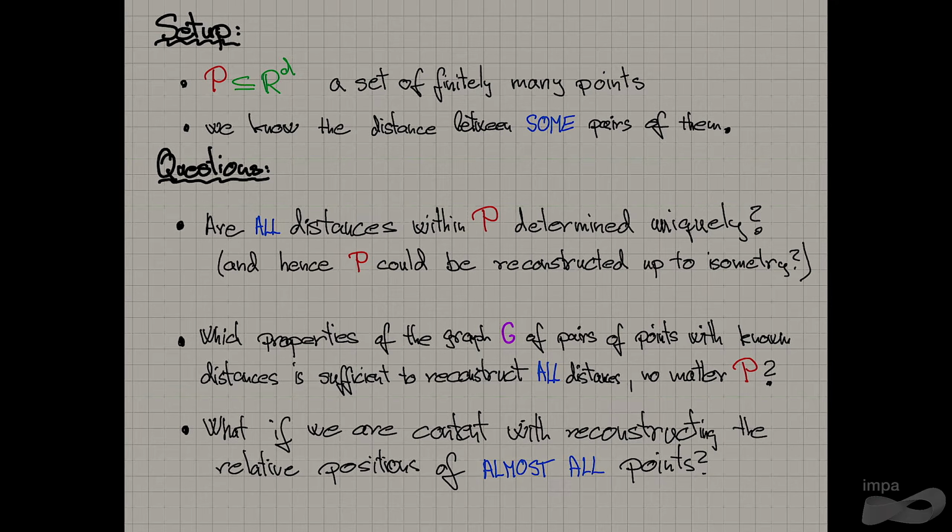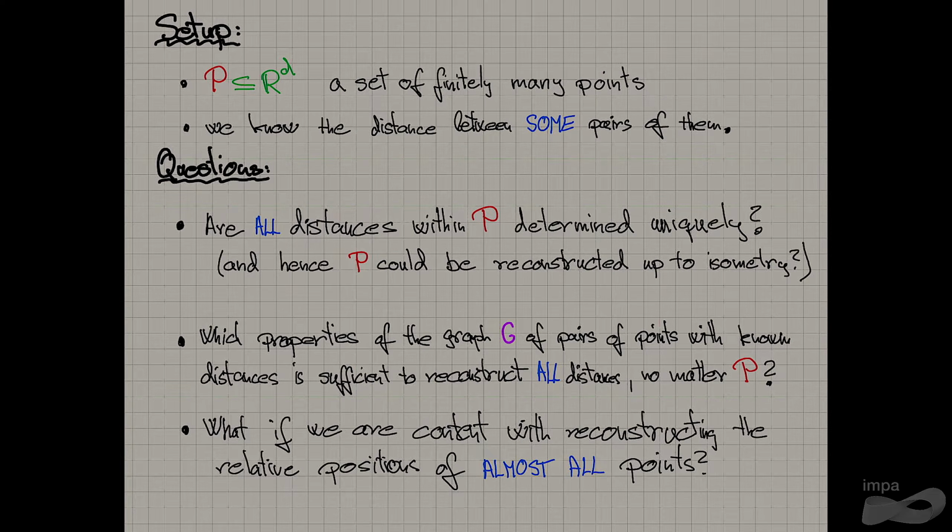So what are the questions you would like to ask in this situation? The first question is: I know the distances for some pairs of points. Can I recover all distances between any pair of points, and hence, can I reconstruct the whole shape of the flock up to isometry?